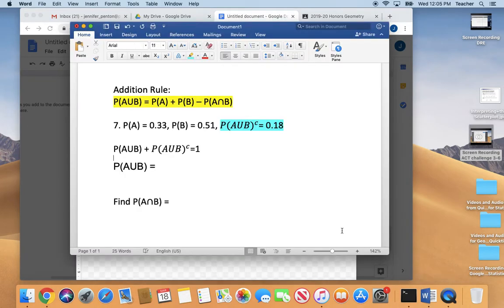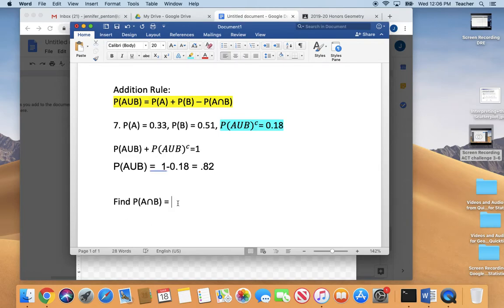So that means if I want the probability of A or B, I could take 1 minus this complement here. And the probability of the complement, they told me, was 0.18. So if I take 1 minus 0.18, I get 0.82. So that means the probability of A or B is 0.82. The question asks me to find the probability of A and B. So if I use this addition rule, I can get the probability of A and B.